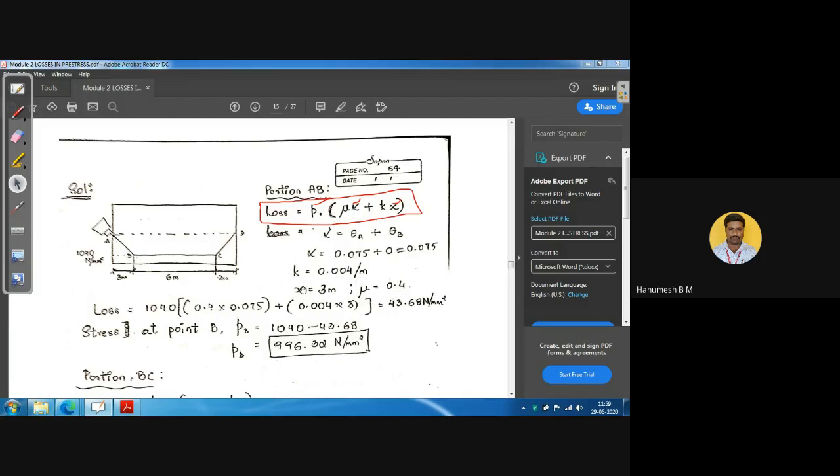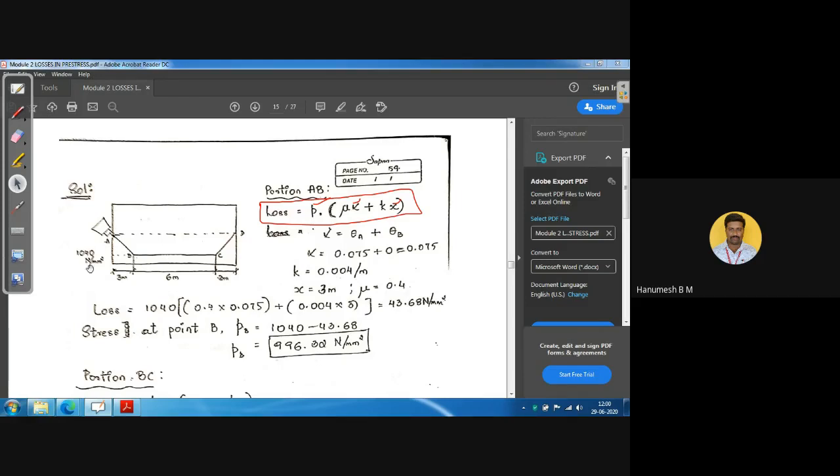For portion AB, X distance will be equal to 3 meter. Now, substituting in this expression, loss is equal to P naught is 1040, that is for portion AB only. Keep it in mind, P naught means at the starting point. The loss is 1040 into mu into alpha, mu 0.4, alpha 0.075 plus K into X. K is 0.004 per meter and span is 3 meter. That is portion AB. Now the loss will be 43.68 Newton per mm square.